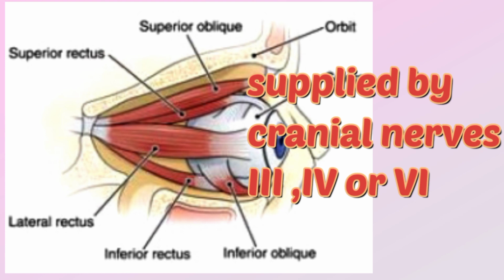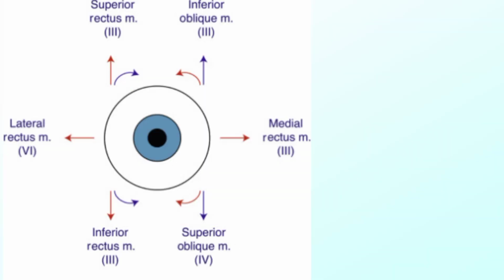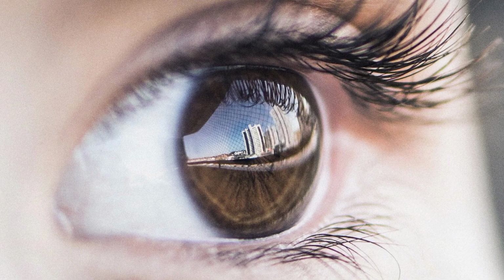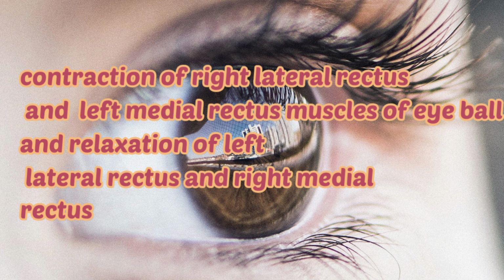The extrinsic eye muscles move the eyeballs laterally, medially, superiorly, and inferiorly. For example, looking to the right requires simultaneous contraction of the right lateral rectus and left medial rectus muscles of the eyeball, and relaxation of the left lateral rectus and right medial rectus of the eyeball.